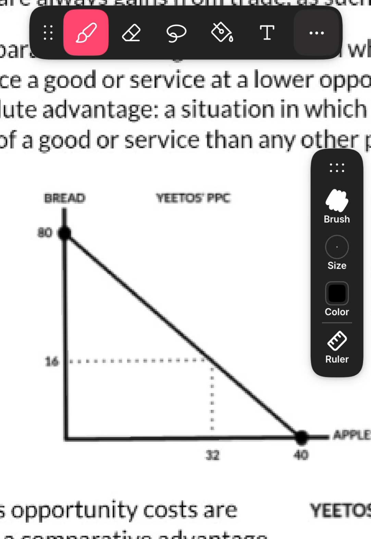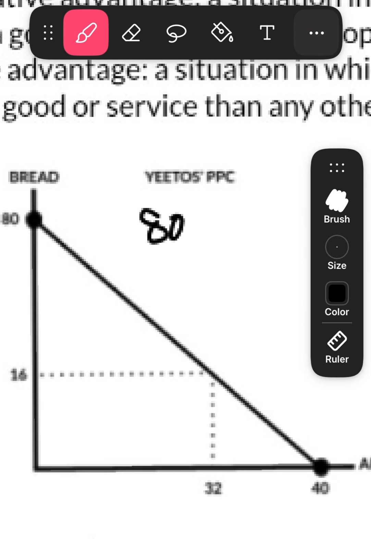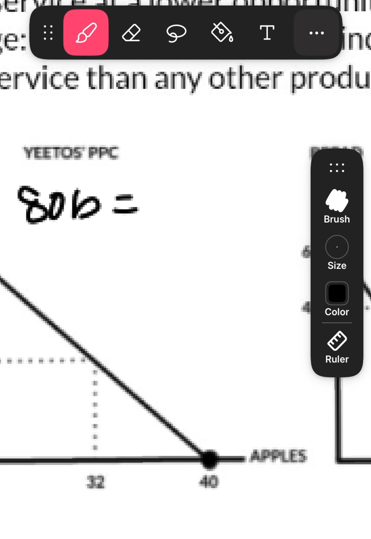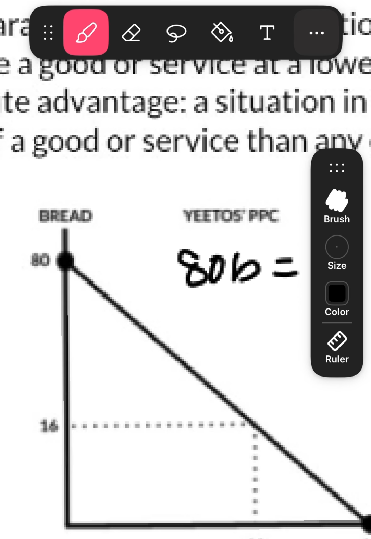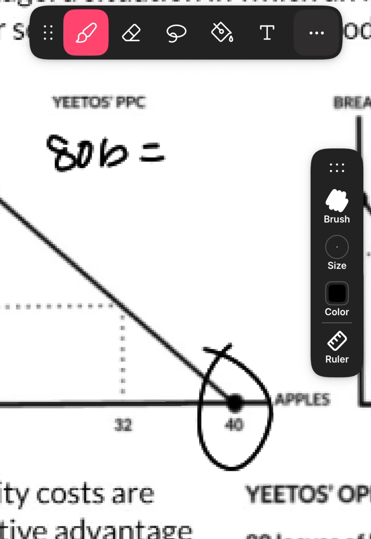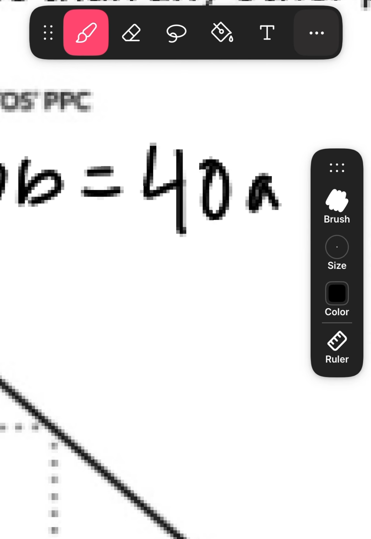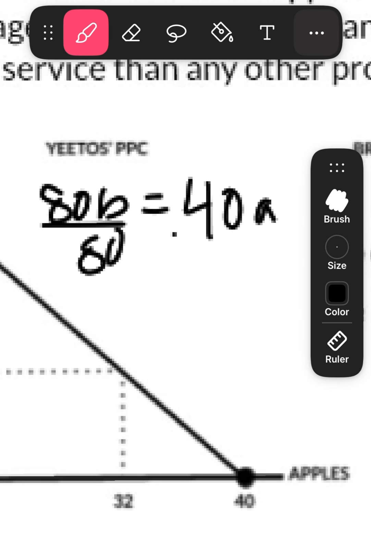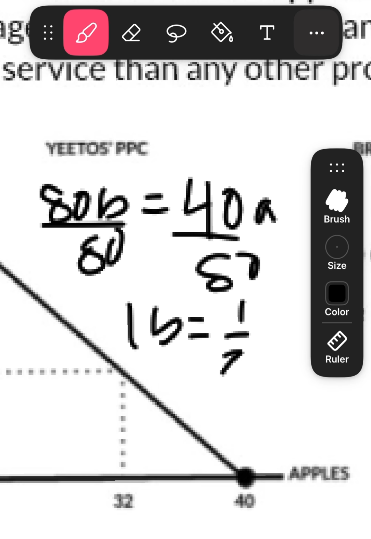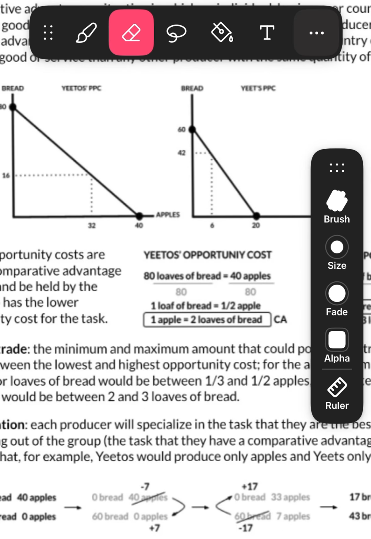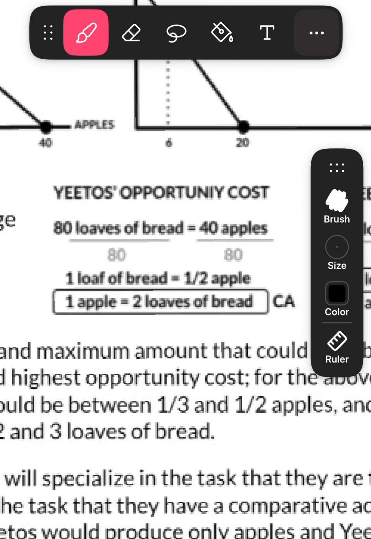So bread here, if we wanted to find what the opportunity cost for one loaf of bread would be, you put the maximum amount of bread and the maximum amount of things that it's costing. So if we're producing 80 pieces of bread, we can no longer produce 40 apples. So our cost is 40 apples. And if you divide by 80 on both sides, you're going to get one bread costs 1/2 of an apple. And you'll see this down here. You can do it the other way around so that 40 apples costs 80 bread and then divide by 40. So you get one apple costs 2 loaves of bread. You can also just flip the reciprocal to get the other answer.